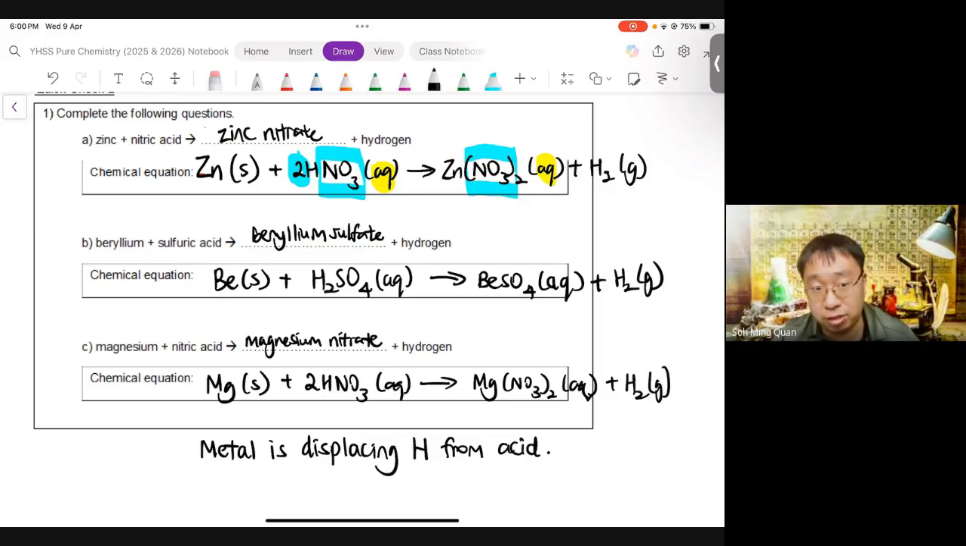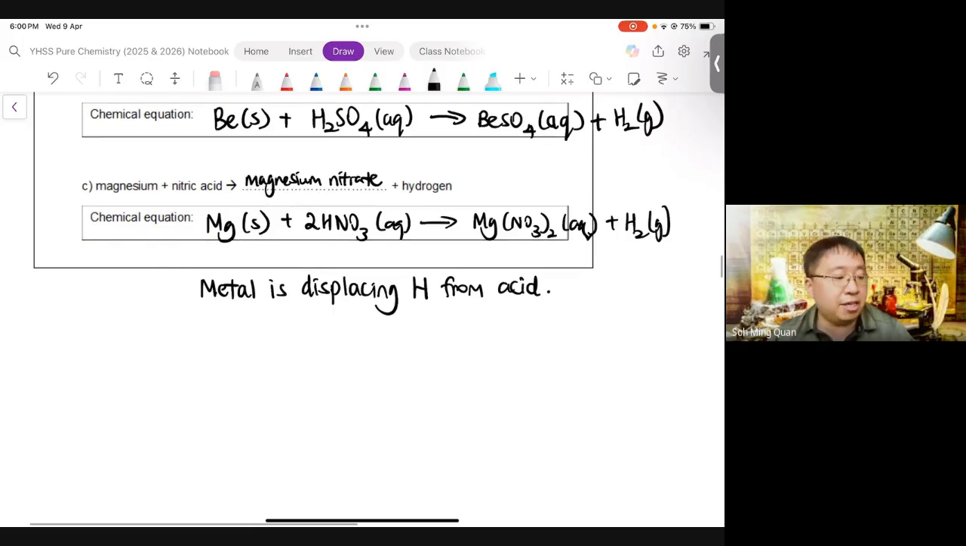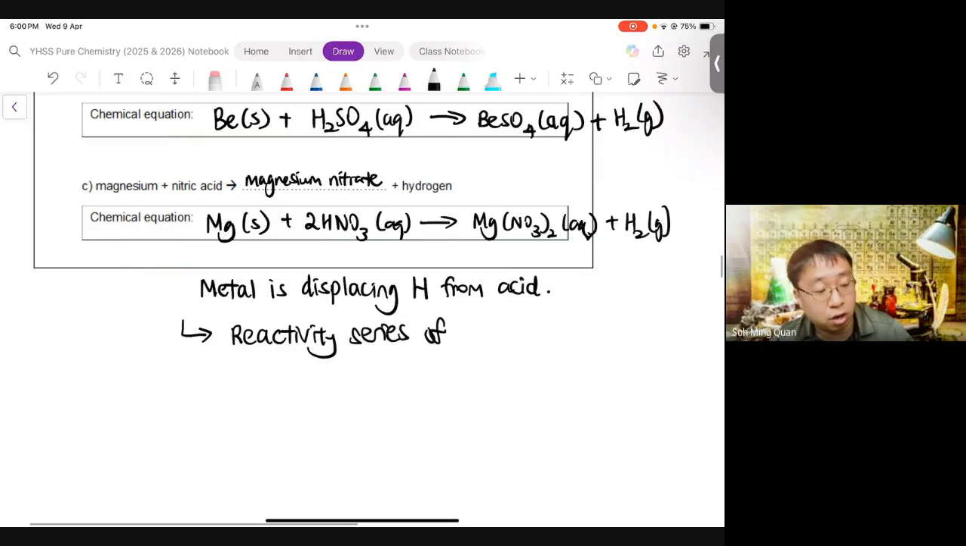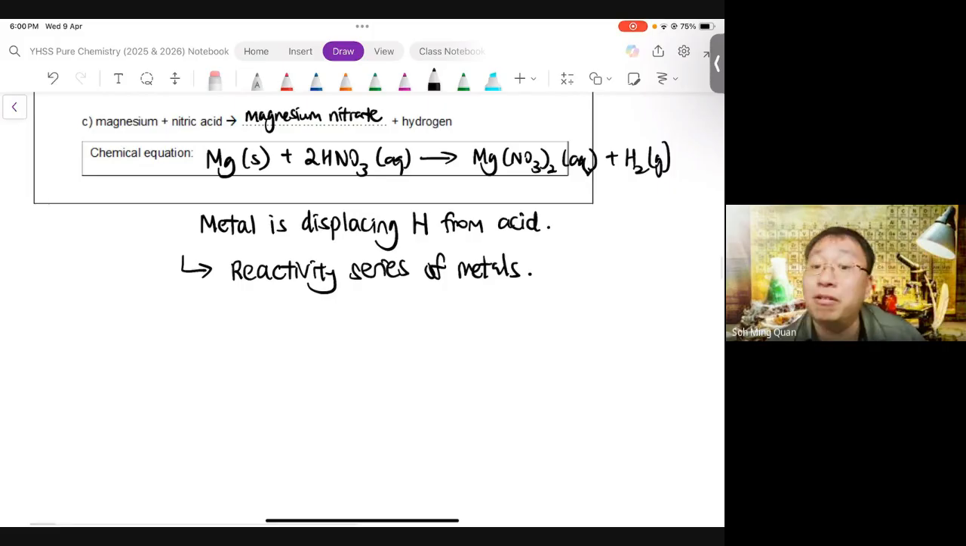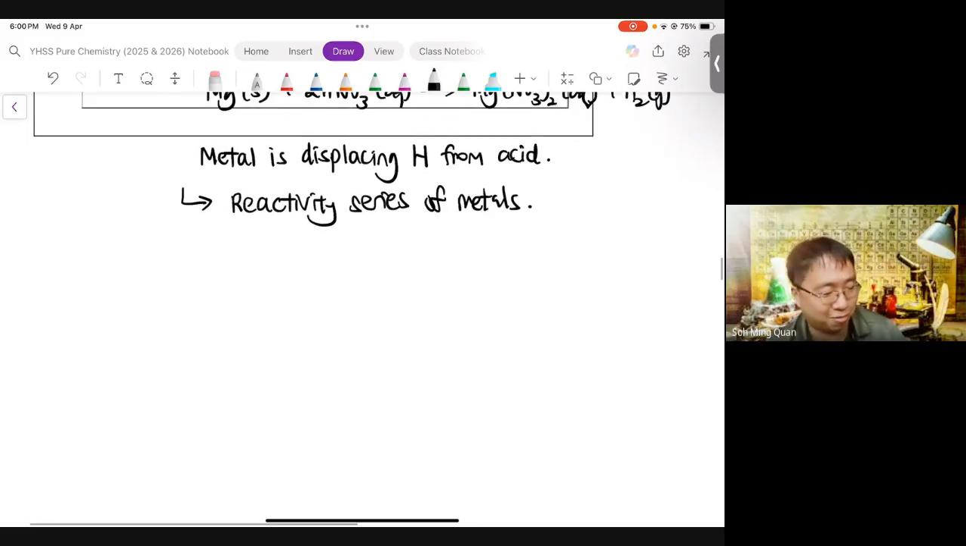Can all metals do this though? Magnesium and zinc clearly can. But do all metals do this? It depends on the reactivity of the metal. And this is where we come to the concept of the reactivity series of metals, which we will do in term 3 for pure chem. Now, metals don't all have the same reactivity. Some metals are super reactive and explosive. They explode, they ignite. Some metals are so unreactive, they stay there forever. They are everlasting. So now we shall write down the reactivity series of metals.